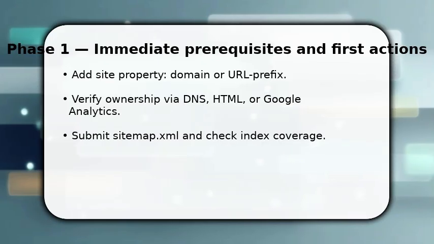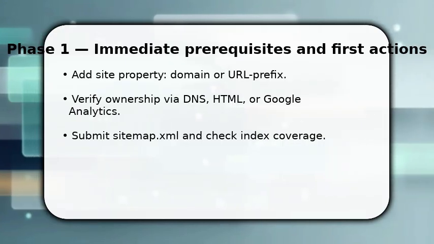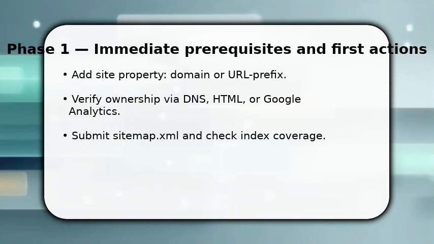You begin by adding your site property and verifying ownership. Choose domain or URL prefix depending on needs. Once verified, submit your sitemap.xml so Google can crawl efficiently.